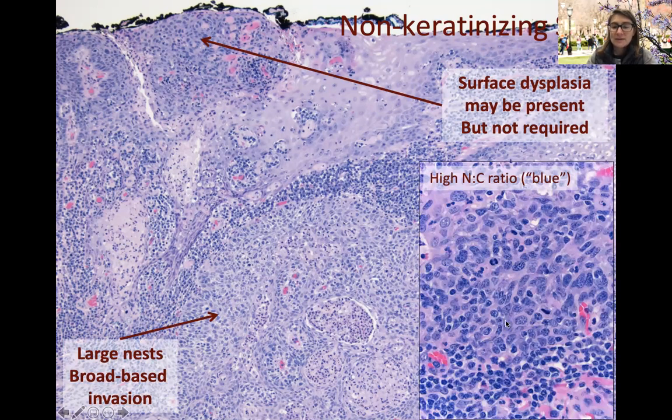On higher power, you can see that the tumor cells have a very high nucleus to cytoplasmic ratio. There's a mitotic figure there, a mitotic figure there, but be careful to distinguish the tumor cells, which have slightly larger, more irregular, wrinkled nuclei, compared to the inflammatory cells down here at the bottom, which have more round, regular nuclei. But as you can see, it can be very challenging.